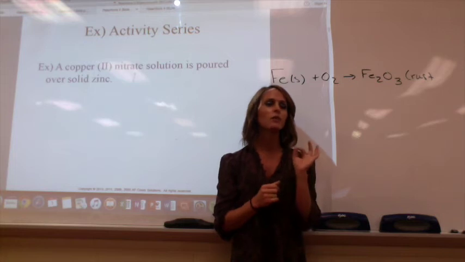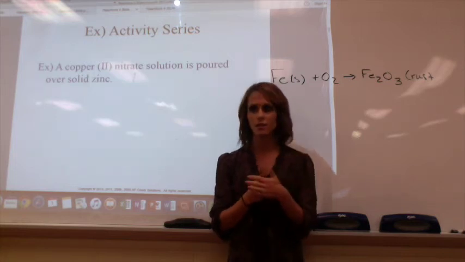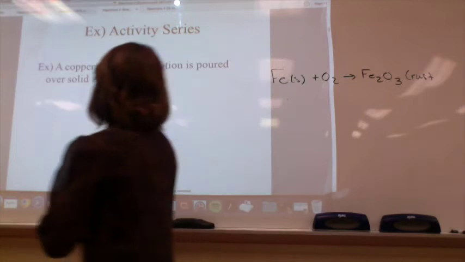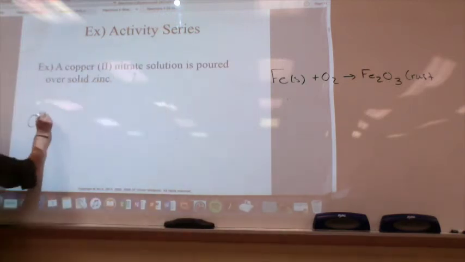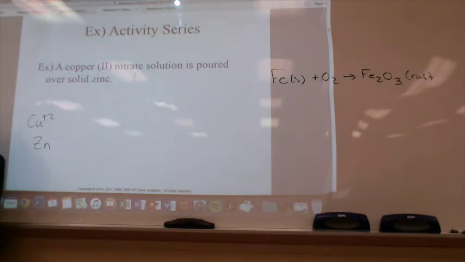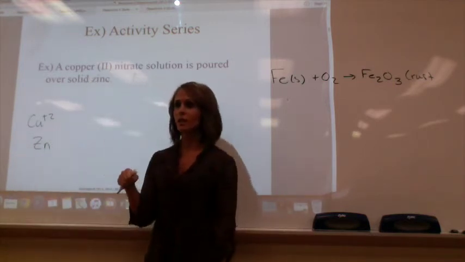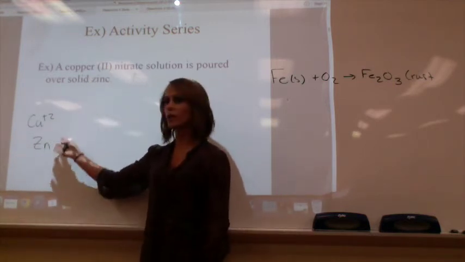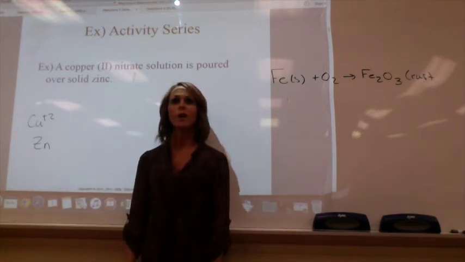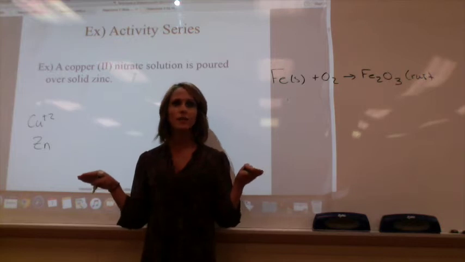So I'm going to ask you today repeatedly to use common sense, okay? These are your 2 choices. Copper 2 and solid zinc. Which one has to get reduced? What does reduced mean first? Gain electrons, meaning its oxidation number is going to go down, right? Okay, which one by default has to get reduced? Copper, why? What common sense do you know about zinc?